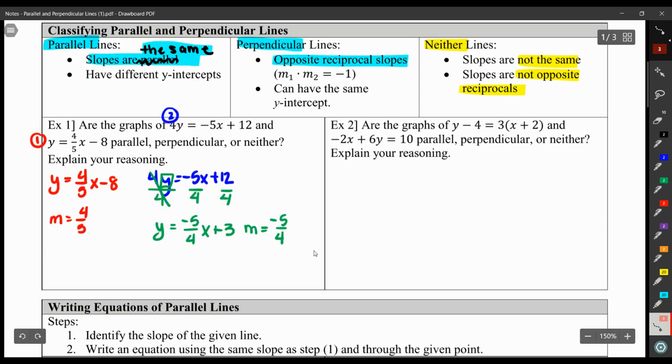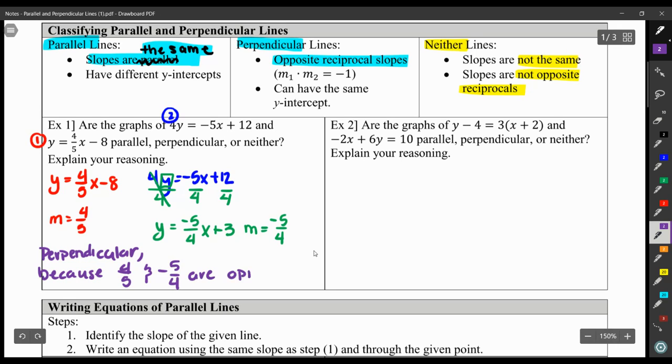Now we check perpendicular. Are they opposite reciprocals? The first thing we check is, are they opposite signs? Yes, this one is positive, this one's negative. The reciprocal part means, are their fractions flipped? The red one is 4 over 5, and the green one is 5 over 4, which is this one flipped over. So in this example, these two lines are perpendicular. It says explain your reasoning. They are perpendicular because 4 over 5 and negative 5 over 4 are opposite reciprocals.